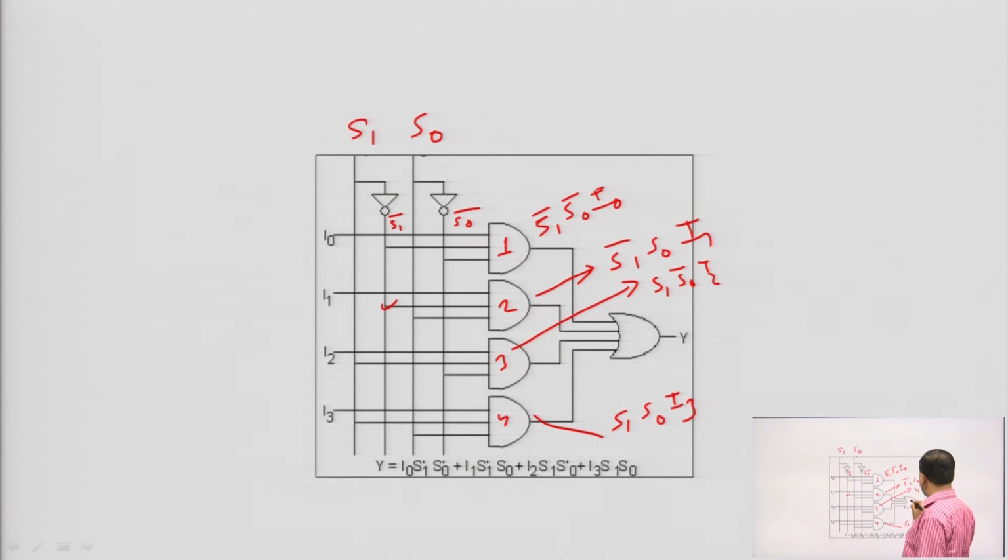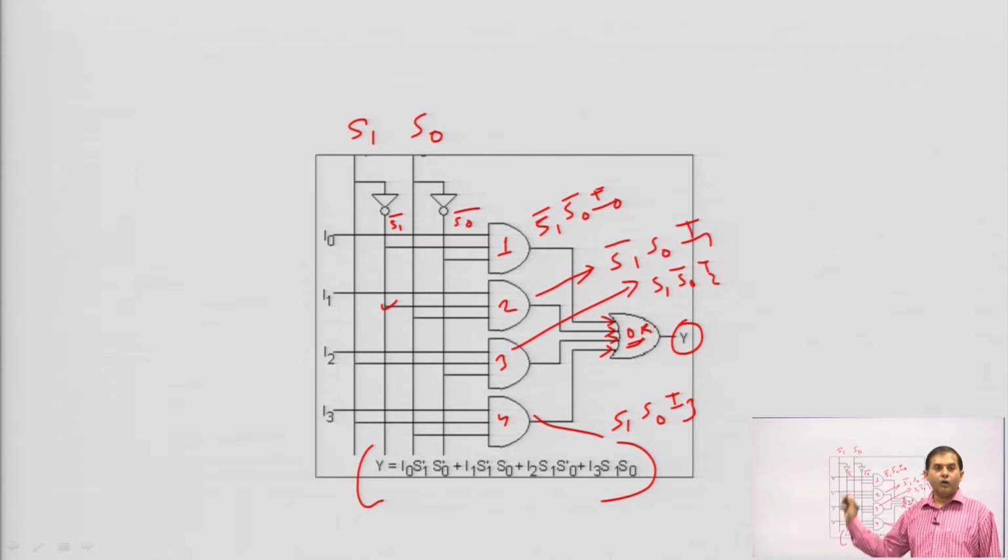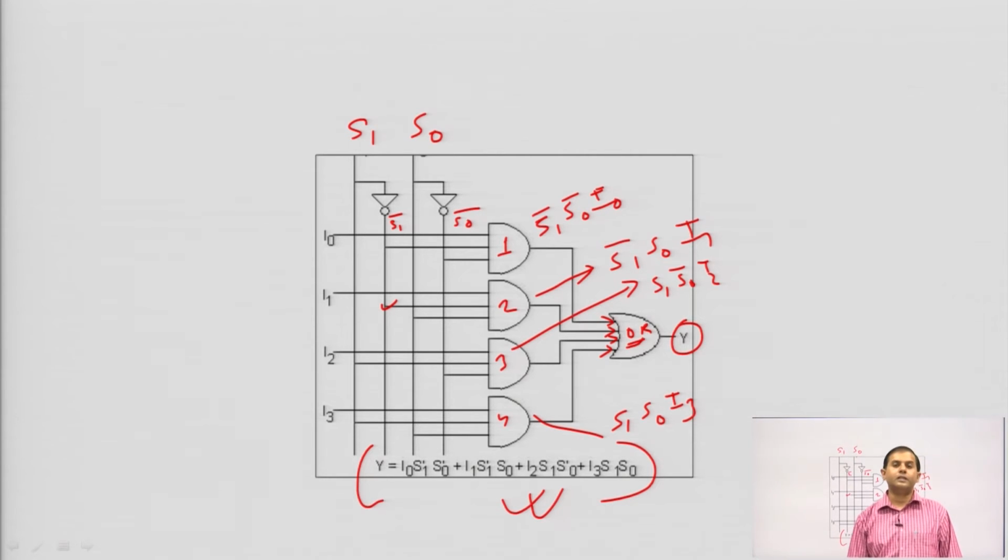All are coming together to an OR gate. This is the OR gate, so the output y will be the summation of all of this. Already you have discussed, this is the expression. So, the OR operation of all 4 AND gates will be the final design. So, this is the design of the 4 cross 1 multiplexer.